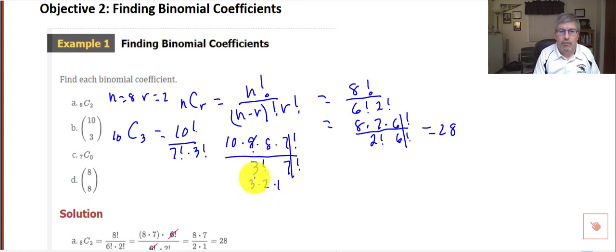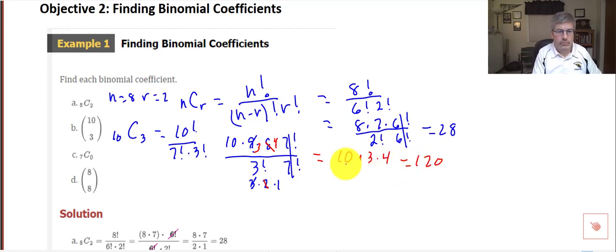So 9 over 3 simplifies to 3 over 1. And 8 over 2 simplifies to 4 over 1. And if my arithmetic is correct here, I have 10 times 3 times 4 in my numerator. My denominator is 1, and I get 120. 7 choose 0 and 8 choose 8.